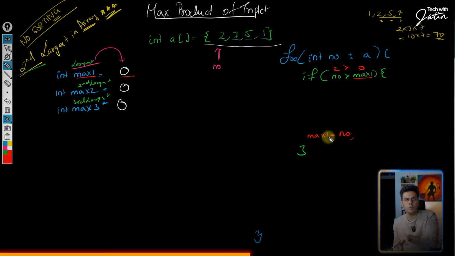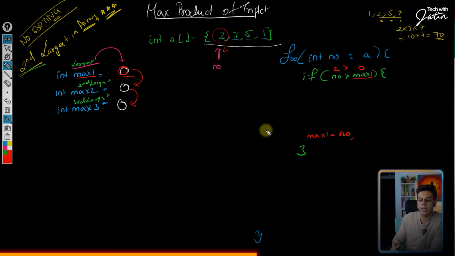But hold on, before I do this, if max1 is storing the largest, and there was this number 0 over here, and I found a number which is greater than my max1, then this is actually the largest number right now. And what was there inside max1 is actually the second largest number. And what was there in max2 is actually the third largest number. Are you getting the point?